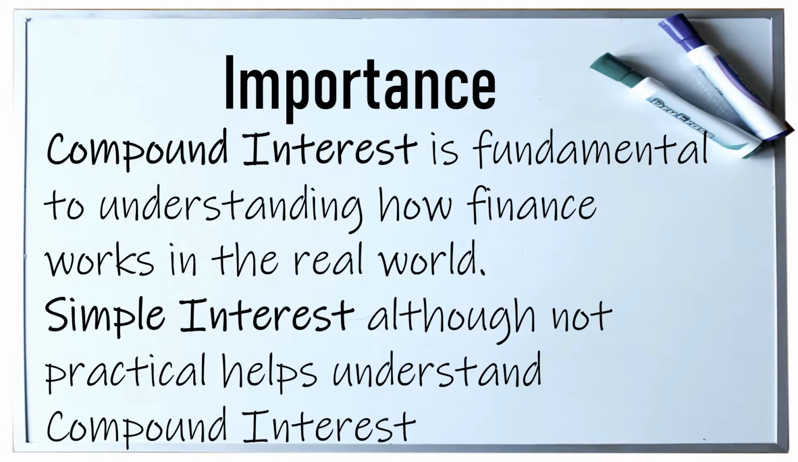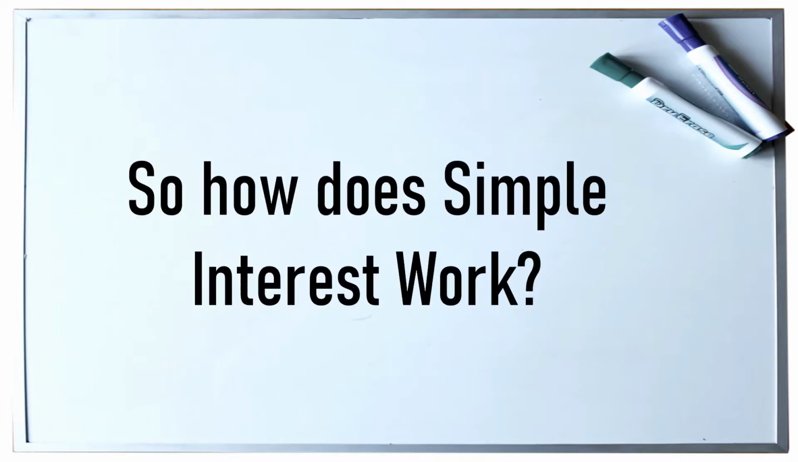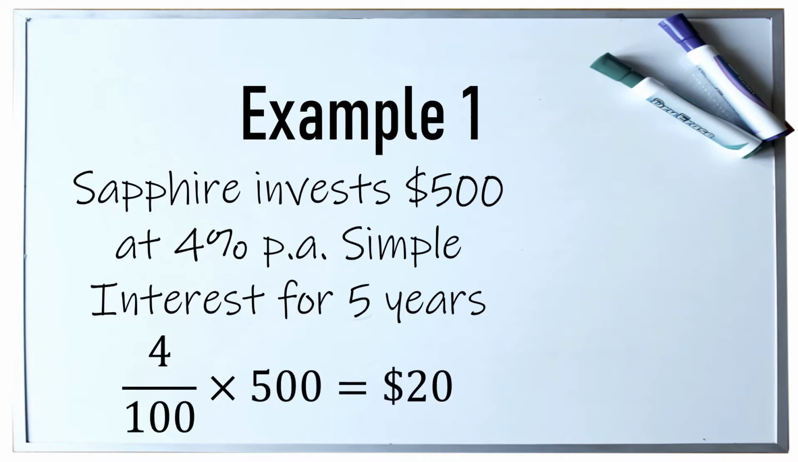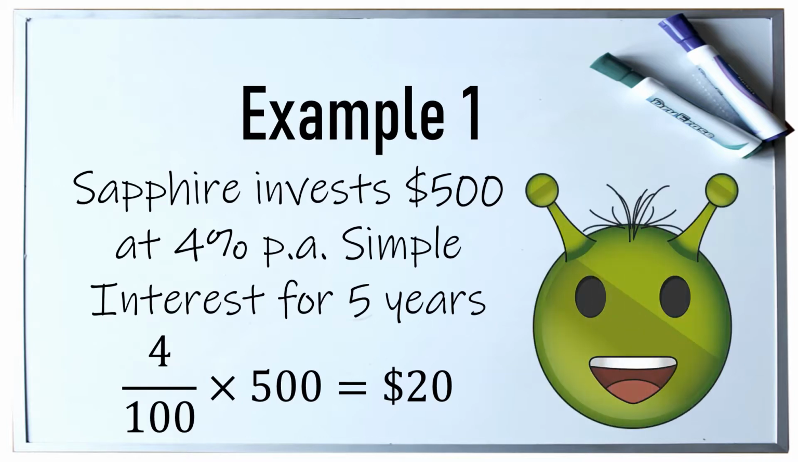Simple interest, although it's not practical, helps us understand compound interest. We need to understand how simple interest works before we can move on to the more practical compound interest. So how does simple interest work? Sapphire invests $500 at 4% per annum simple interest for 5 years. To work out the interest for 1 year, we work out 4% of the principal, which is $500, which gives us interest of $20 for the year.